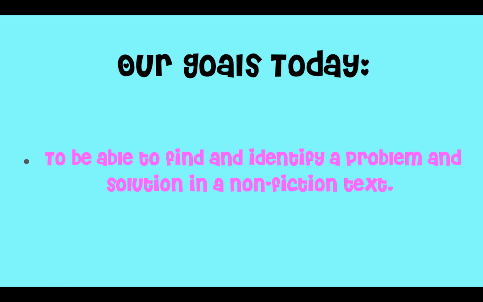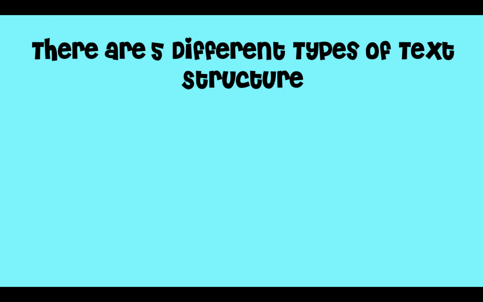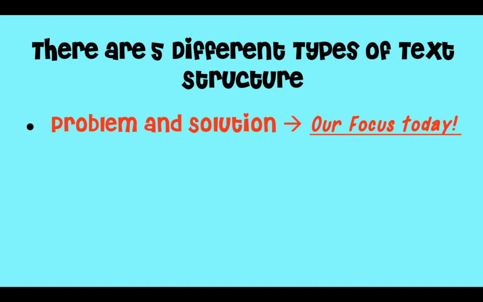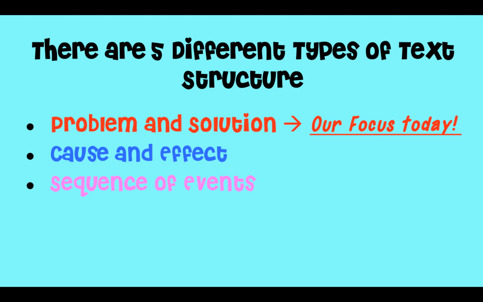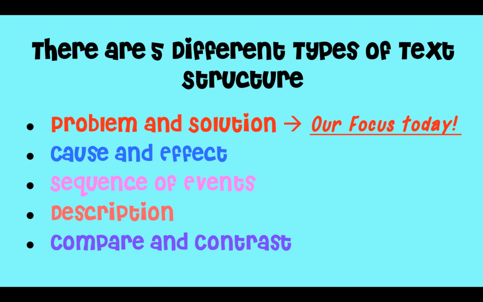So our goal for today is to find and identify a problem and solution in a nonfiction text. In this case, we're going to be using the Stephanie Kwolek inventor story from the Reading Writing Workshop book, which you can go ahead and find on your Connected. Okay. So remember, there are 5 different types of text structure: problem and solution, which is our focus today; cause and effect; sequence of events; description; and compare and contrast.